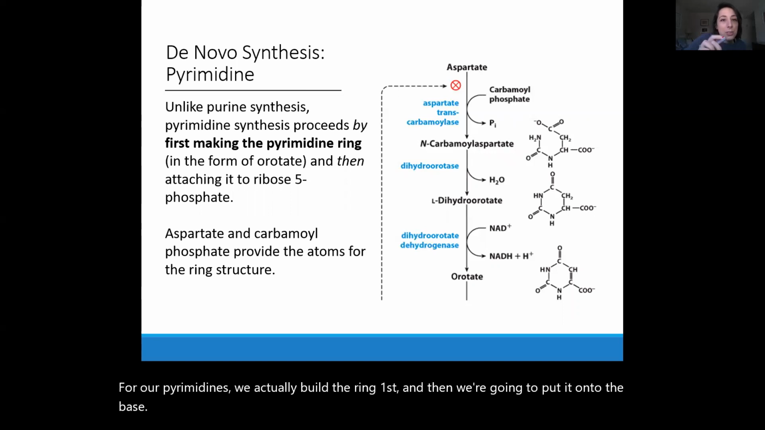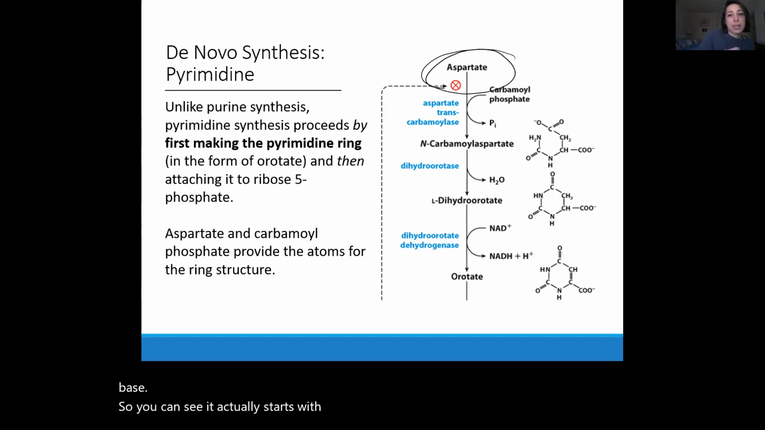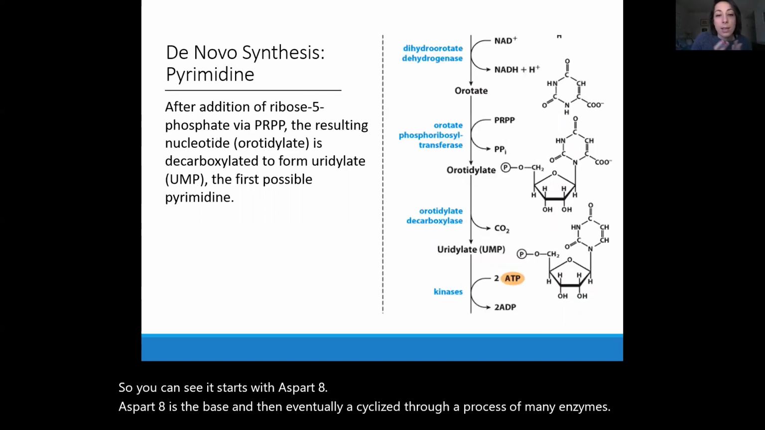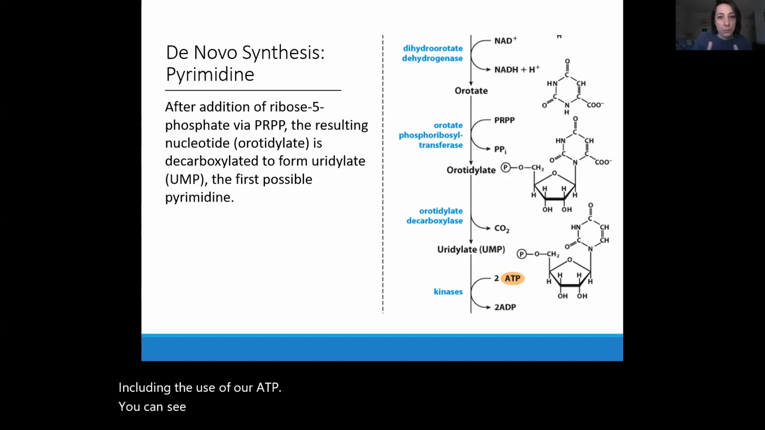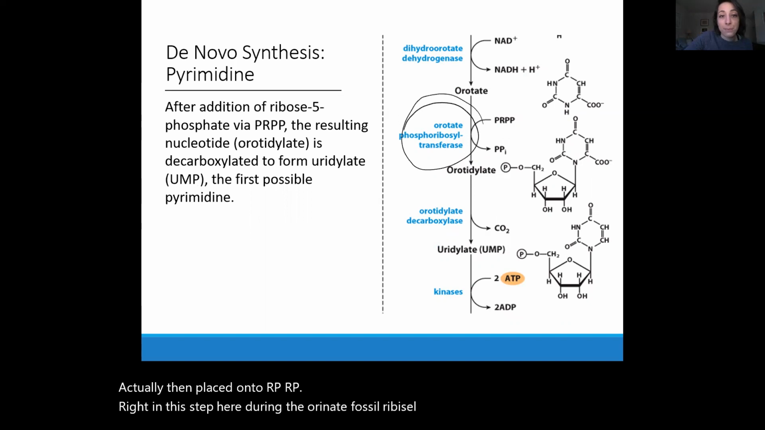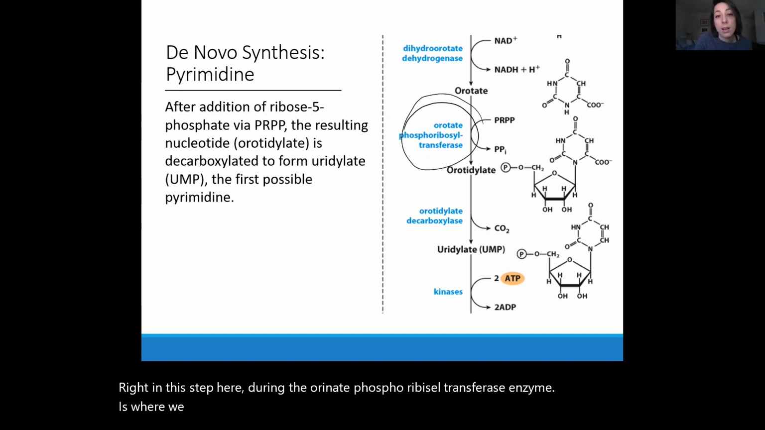So you can see it actually starts with aspartate. Aspartate is the base, and then eventually is cyclized through a process of many enzymes, including the use of our ATP. You can see that after the ring is formed, it is then placed onto our PRPP right in this step here, where the orotate phosphoribosyl transferase enzyme is where we place it on, and then finalize by making our UMP.